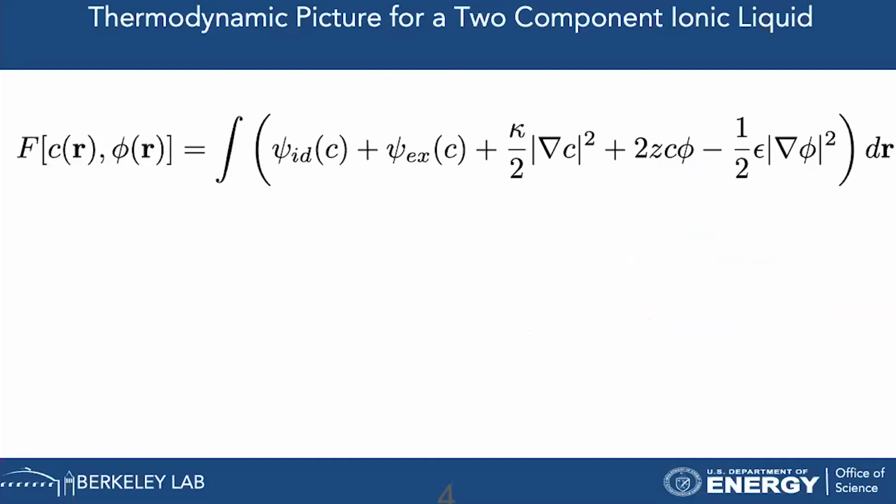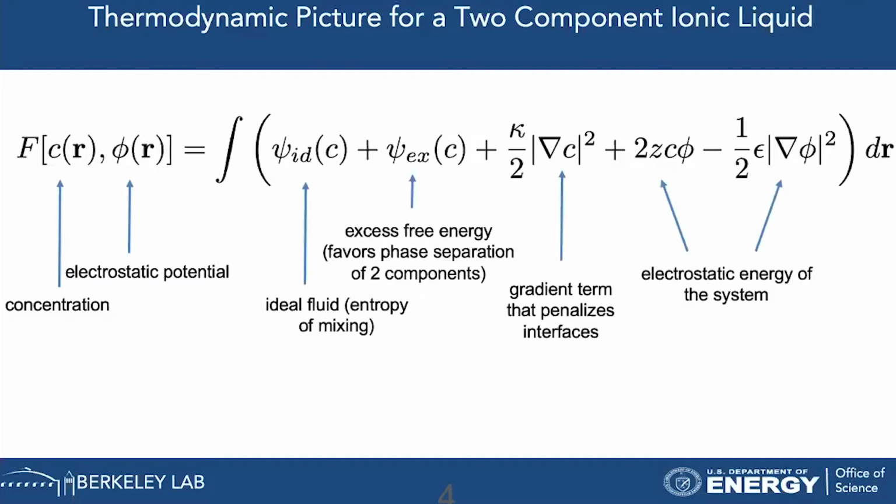So this is a function of concentration. We're assuming a two-component liquid, so C and 1 minus C fully describes which component is in the fluid. And it's a function of the electrostatic potential, which is going to be very important in determining the nature of these structures. So then the components that go into this free energy functional are listed here. So I'll take you through one by one. So first we have an ideal component of the fluid, which is just related to the entropy of mixing that you get when you put two components together.